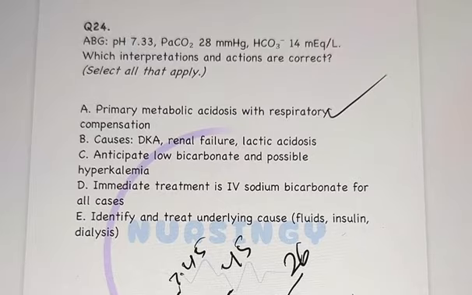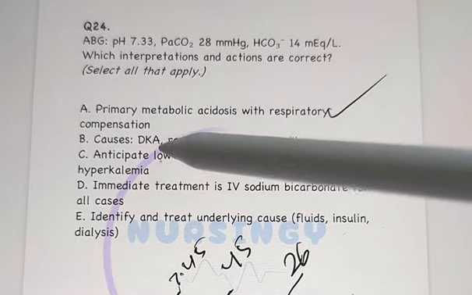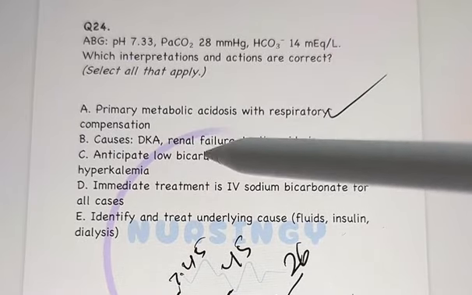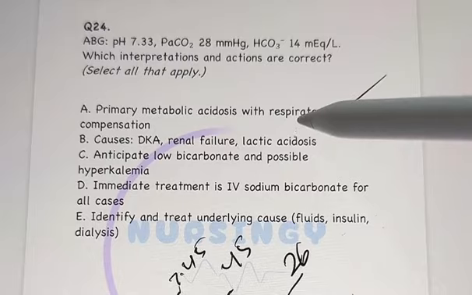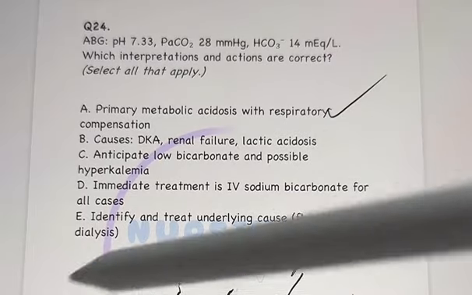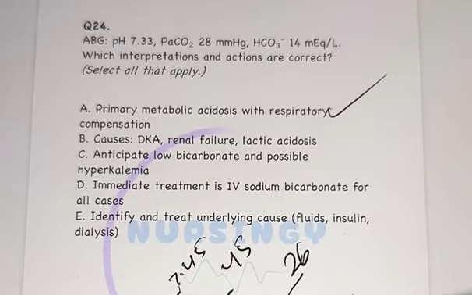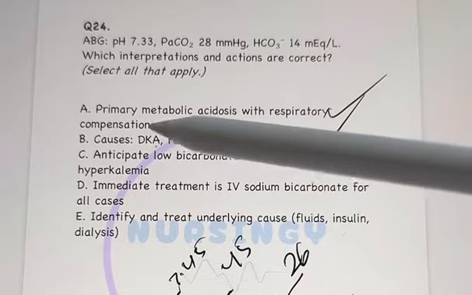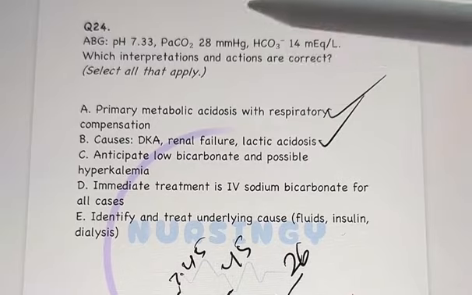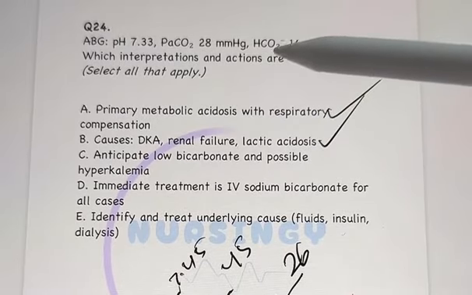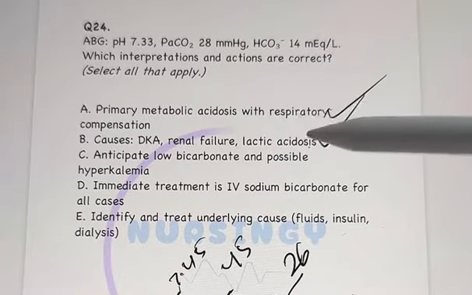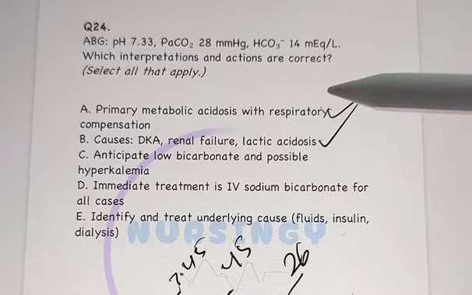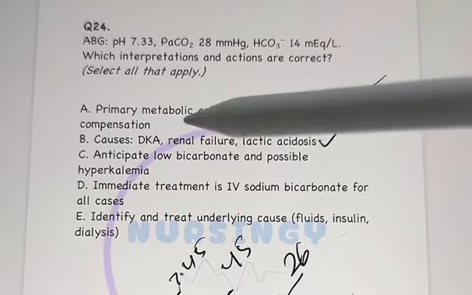What about B? The cause can be diabetic ketoacidosis, renal failure, lactic acidosis. B, yes, because this is metabolic acidosis, nothing related to respiratory. That's why you will say B is correct. Diabetic ketoacidosis produces too many ketones, renal failure causes accumulation of uric acids and other acids, and lactic acidosis also produces acids. What about C?